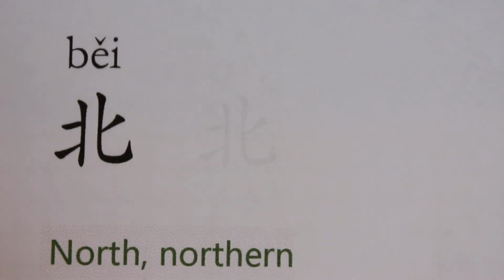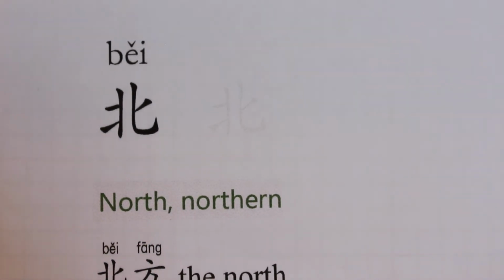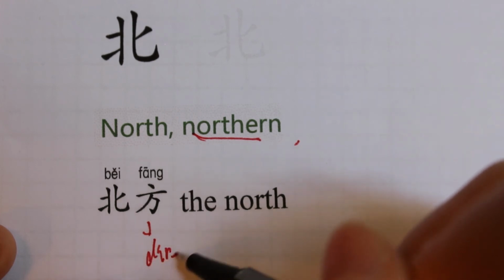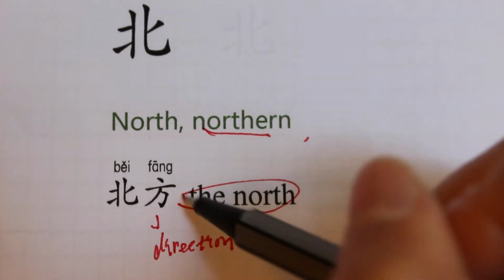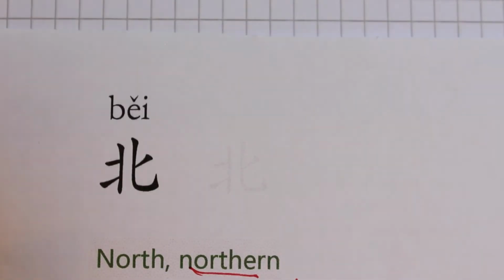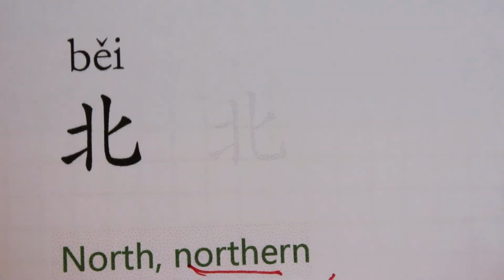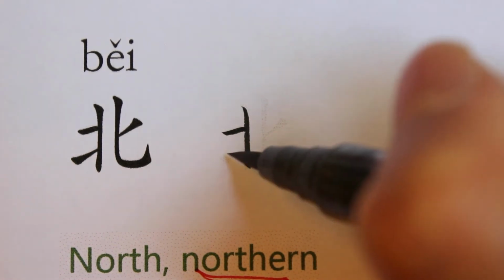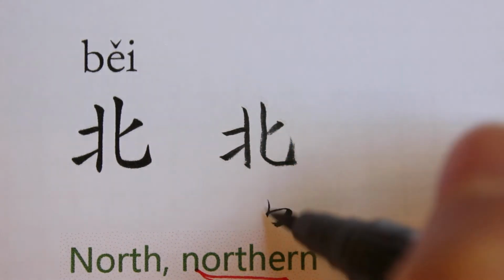And the next one is 北, meaning the north, northern. So 北方, 方 means the direction. So the north direction is exactly the north, 北方. Okay, now let's try to write 北. 1 2 3 4 5. So 北 has 5 strokes, 有5画.